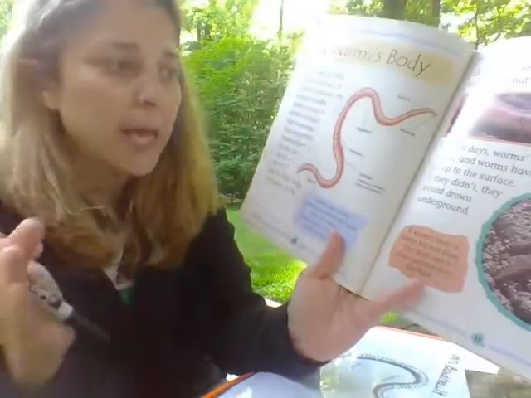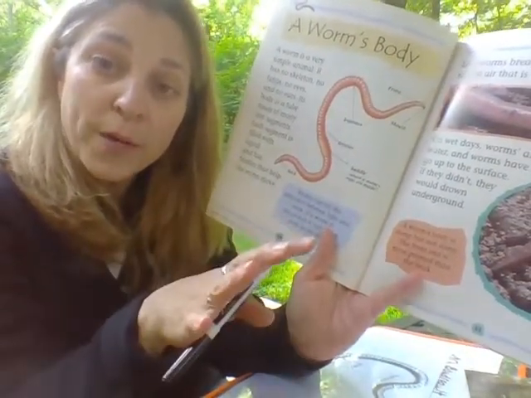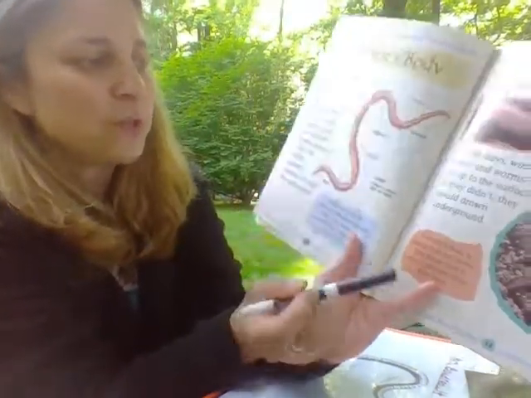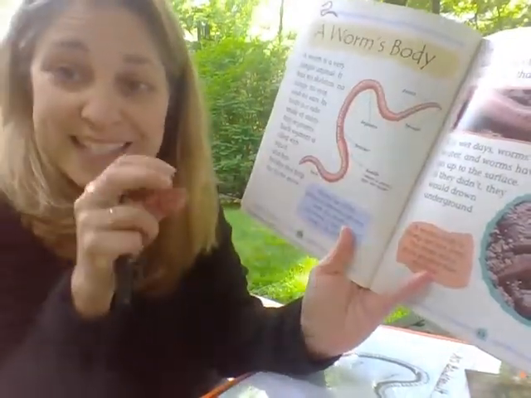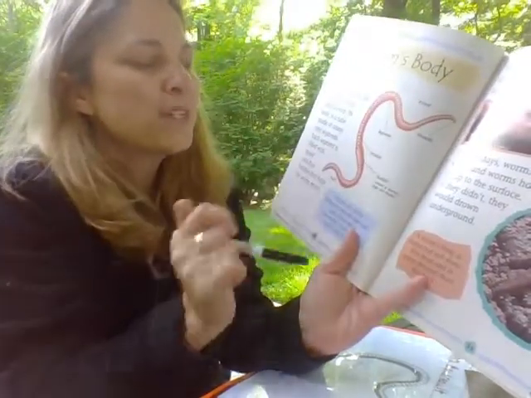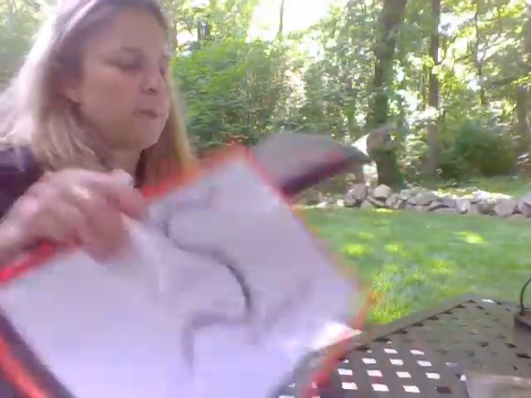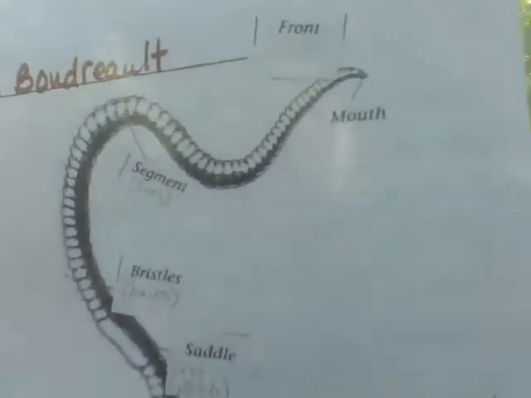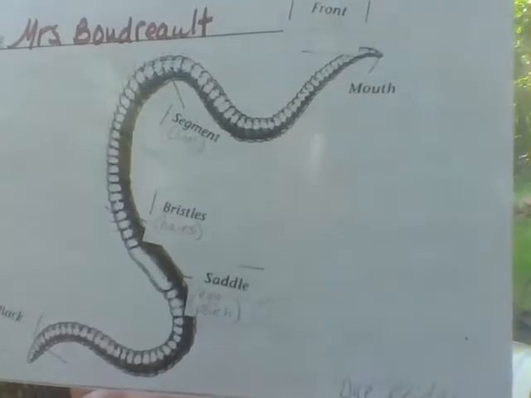Segments are the lines. The bristles are the hairs for anchoring and moving in the soil. The saddle, another name for the saddle, is the egg pouch. So we have the front, and that's where the mouth is. That's where it eats its way through the dirt. We have segments, which are lines. The bristles, which are the tiny hairs. I actually, on mine, made it a little bit so you could see it. If you want to pause the video, you can do it right now. I made the hairs a little bit longer so it's easy to see.